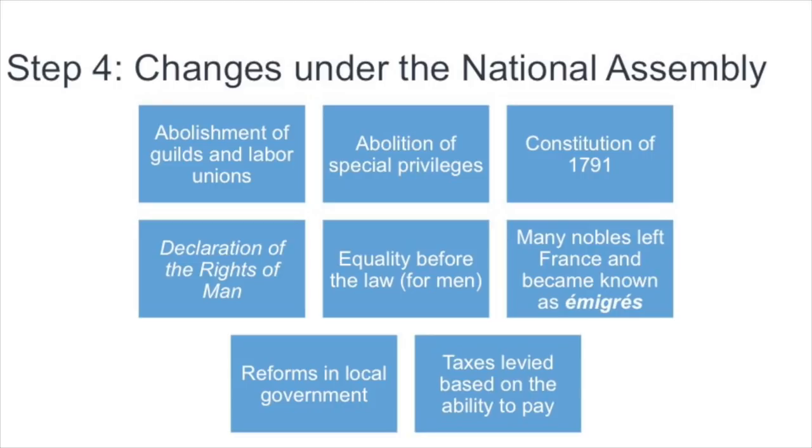So what they were looking for is, number one, the abolishment of guilds and labor unions, basically getting rid of tiers for working, the abolishment of special privileges for the First and Second Estate, adopting the Constitution of 1791, or the Declaration of Rights of Man and Citizen, equality before the law for men, not women. Many nobles left France to become émigrés. There were reforms at local governments, and now the taxes would be levied on the ability to pay, specifically more or less an income tax, rather than just a simple tax that essentially starved out peasants.